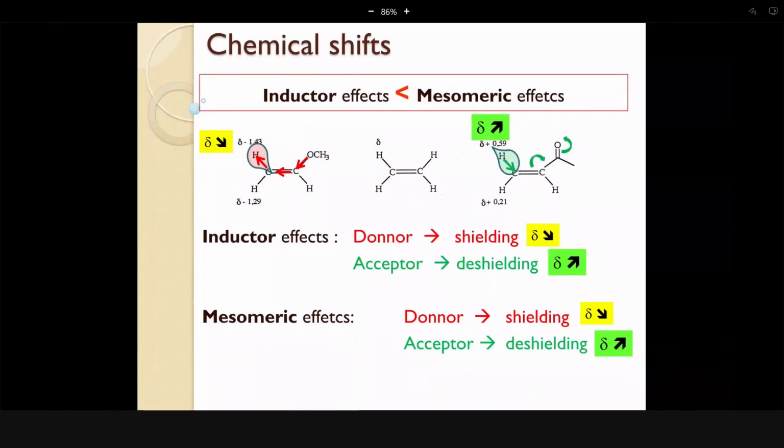Okay. And as you might remember from your first bachelor courses, inductor effects are lower than mesomeric effects. So if we have to compare a mesomeric effect to an inductor effect, we will have a change in chemical shift lower for the inductor effect.